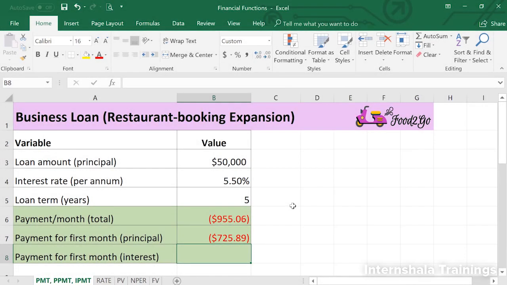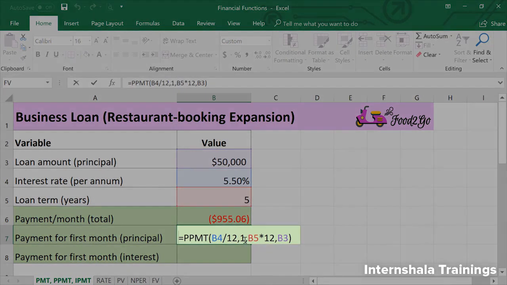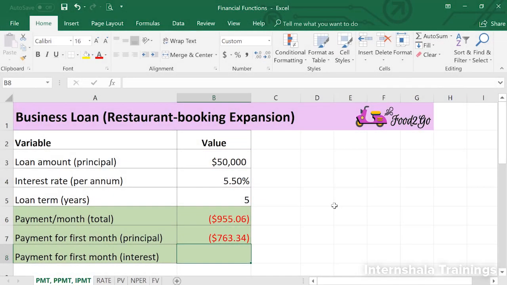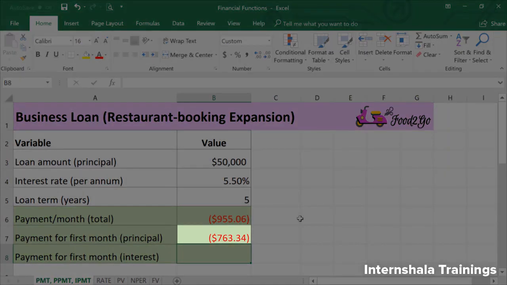the principal. Now, if we want to check how this amount will change at the end of the first year, just edit the formula and change the period from 1 to 12. The amount paid back towards the principal every month varies over the loan term, as you can see.